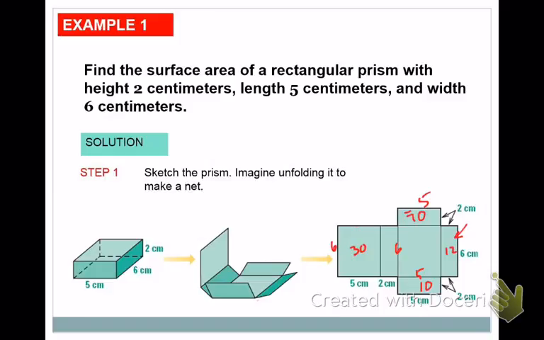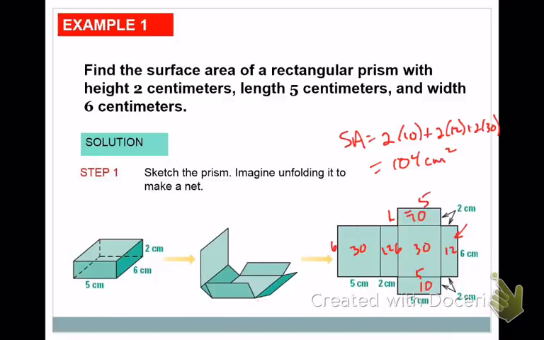And then to find this one, 6 times 2 is 12. And then inside of here, 6 times 5 is 30. So what you find is to find the surface area, we've got 2 10s, so 2 times 10. We've got 2 12s. We've got 2 30s. And we can add all those up and we get 104 centimeters squared. Okay, easy enough.